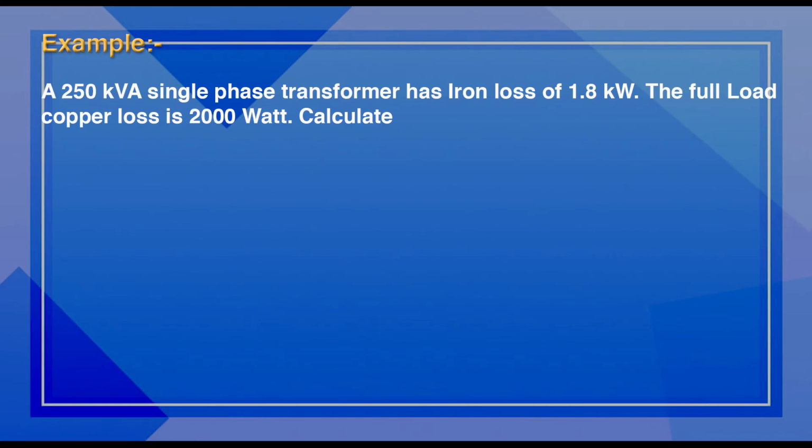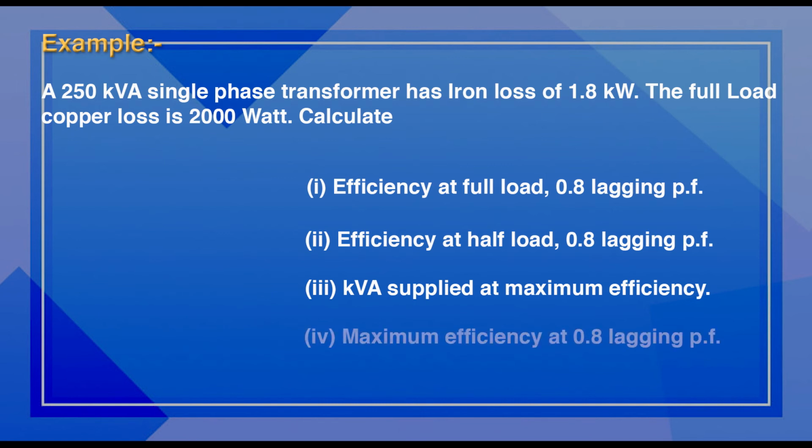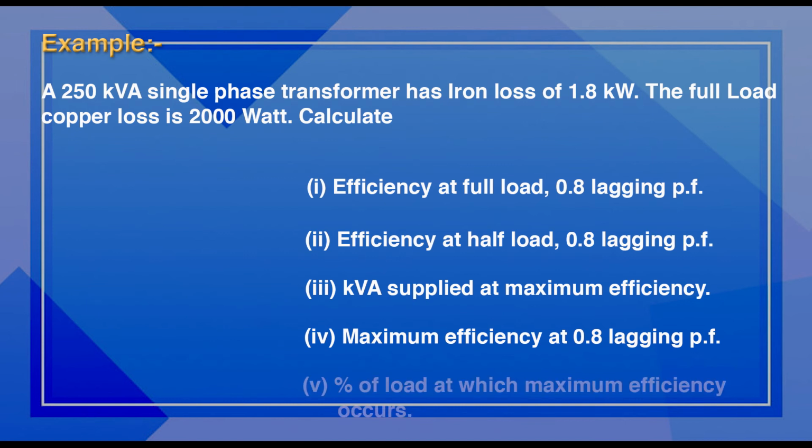Now we are going to discuss another problem. A 250 kVA single phase transformer has an iron loss of 1.8 kilowatt. The full load copper loss is 2000 watt. You have to calculate, first, efficiency at full load, 0.8 lagging power factor. Second, efficiency at half load, 0.8 lagging power factor. Third, kVA supplied at maximum efficiency. Fourth, maximum efficiency at 0.8 power factor lagging. Fifth, percentage of load at which maximum efficiency occurs.